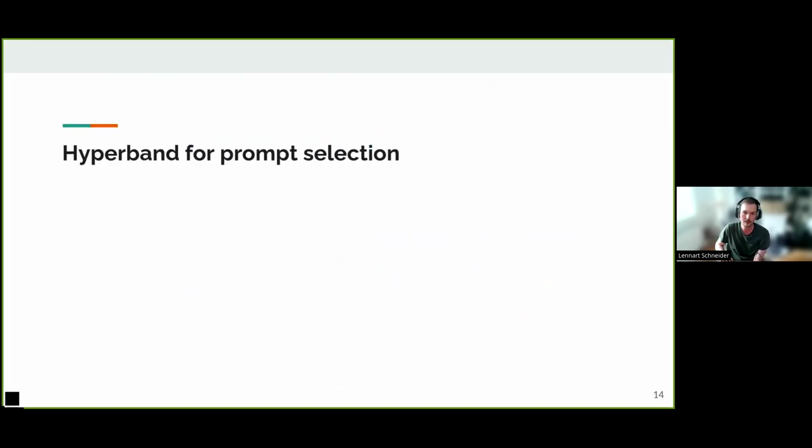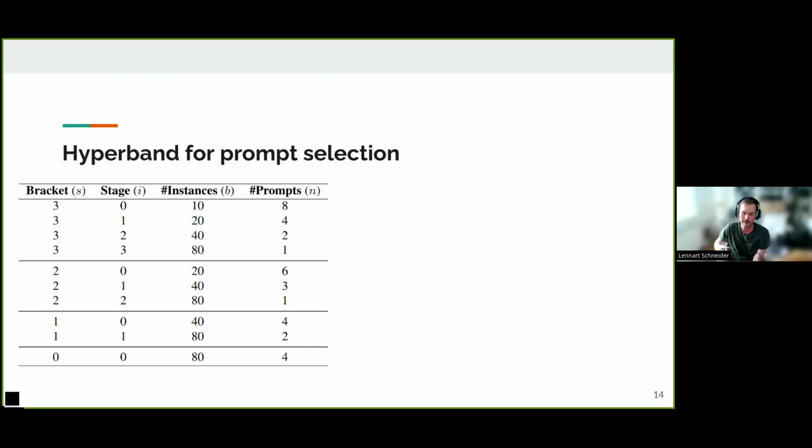Okay. Hyperband for prompt selection, that's actually straightforward. I don't include pseudocode for Hyperband. I assume most of you in the AutoML community are familiar. So Hyperband extends successive halving to basically safeguard against poor configurations of successive halving. So Hyperband has multiple brackets, and in each bracket, one successive halving run is actually performed.